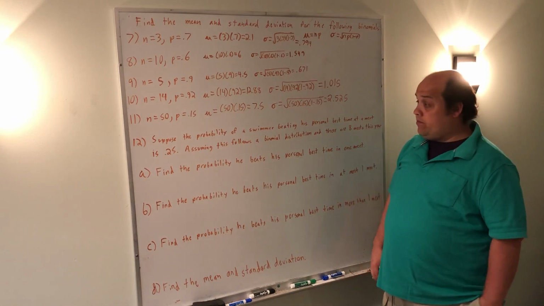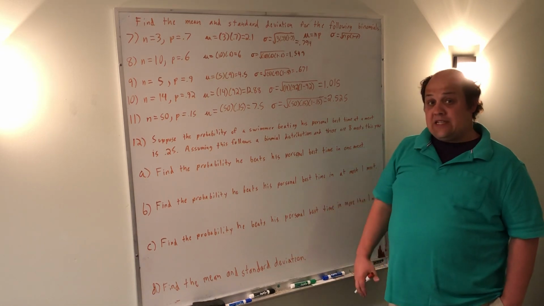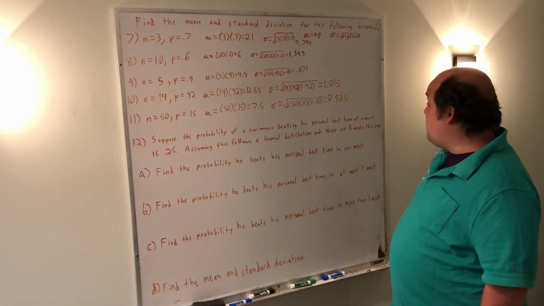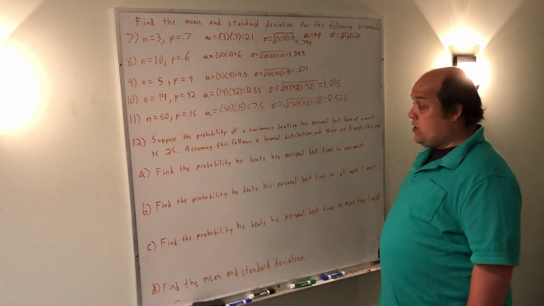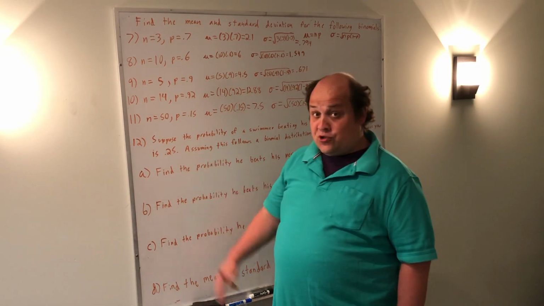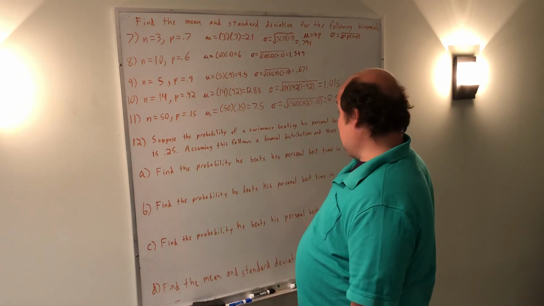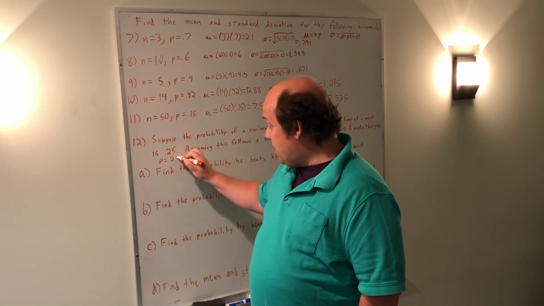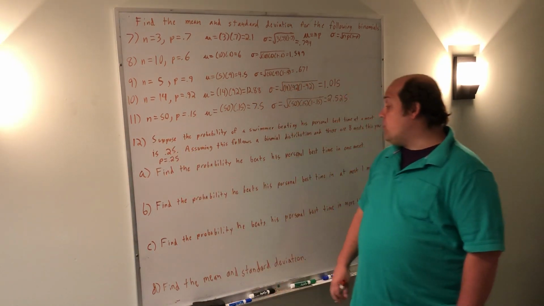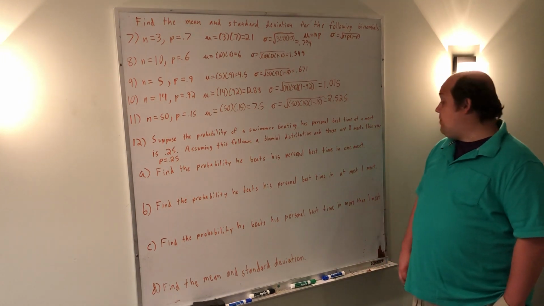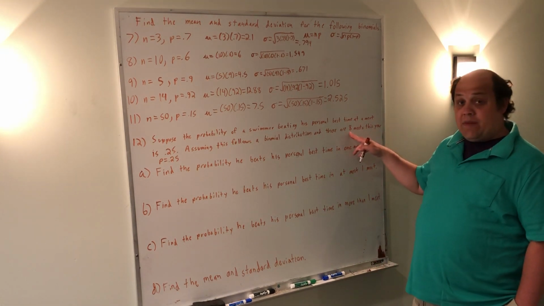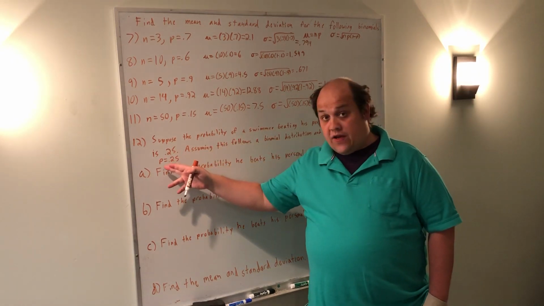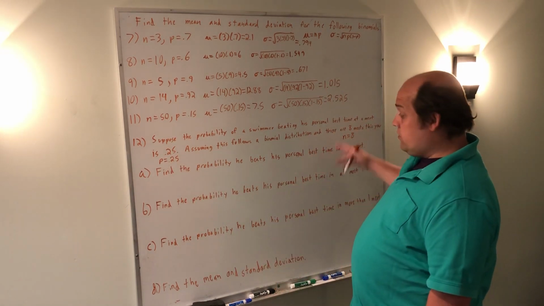Number 12 is a word problem. Really, I just need to try and convert these words into symbols that we've been using on the front side here. So, suppose the probability of a swimmer beating his personal best time at a meet is 0.25. The fact that it's a decimal should clue me in that it's the probability I'm going to be using. It says the probability of something happening. Really, I need to pull out that this is my p, 0.25. Assuming this follows a binomial distribution, and there are 8 meets this year, so this is going to be my n. N equals 8. He has a probability of 0.25 of beating his personal best at n equals 8 meets.